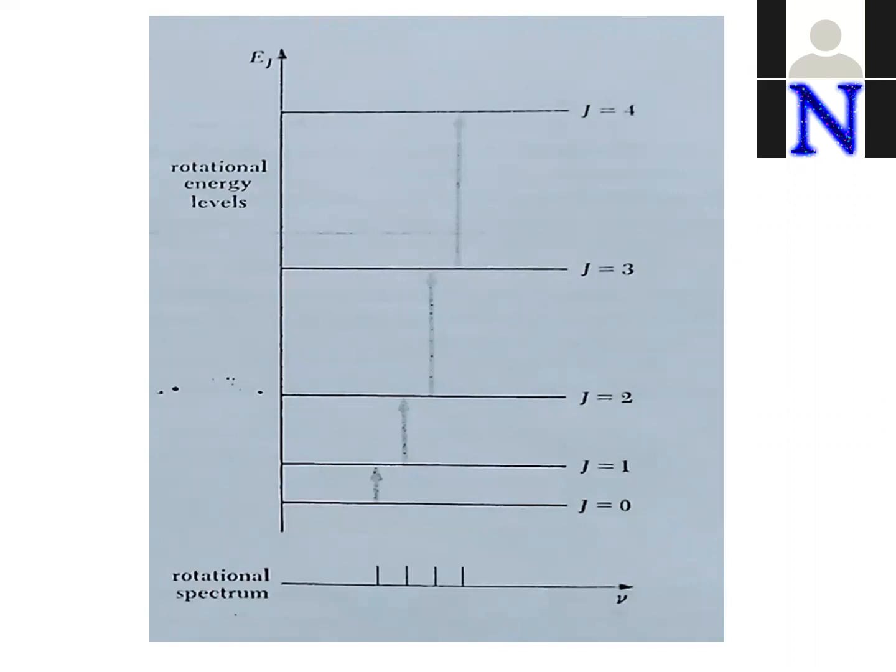Similarly, it cannot jump from J is equal to 1 to J is equal to 3. From J is equal to 1, it only jumps to J is equal to 2. It does not jump from J is equal to 1 to J is equal to 3, nor from J is equal to 1 to J is equal to 4.